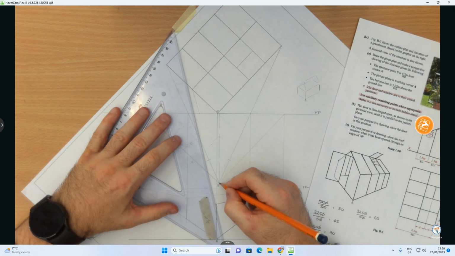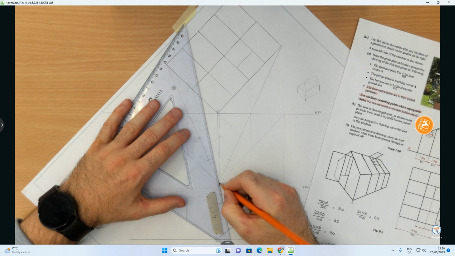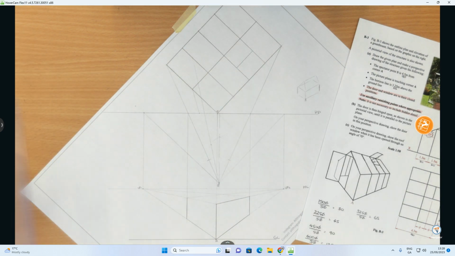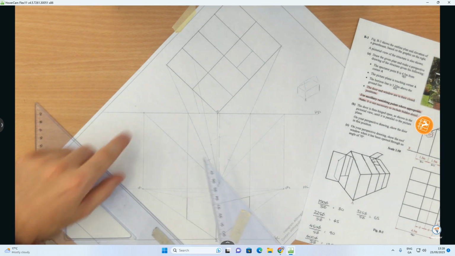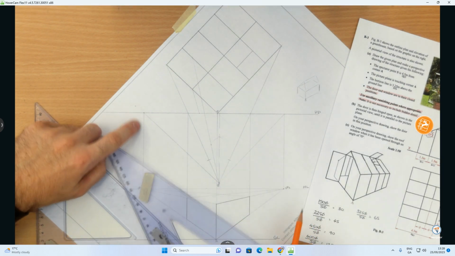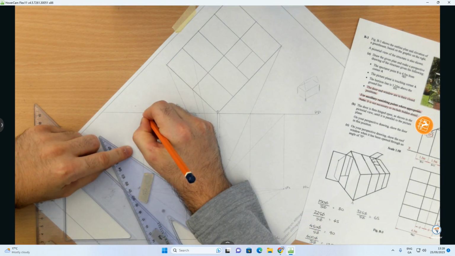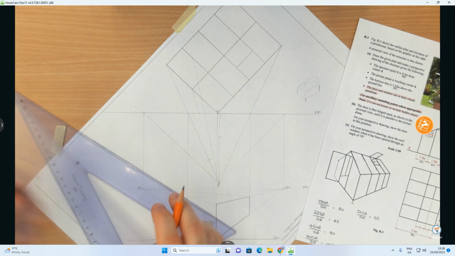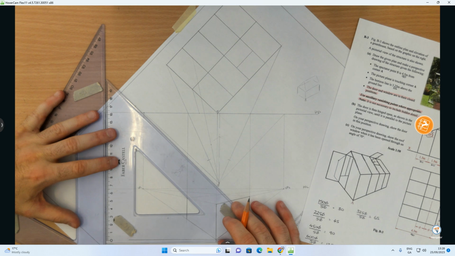Now from the spectator, I'm going to extend on through that. And what's very, very important here is from this line here, and where this point is hitting the picture plane, I now want to extend perpendicular to this line. So to do that, that's how I would do it.